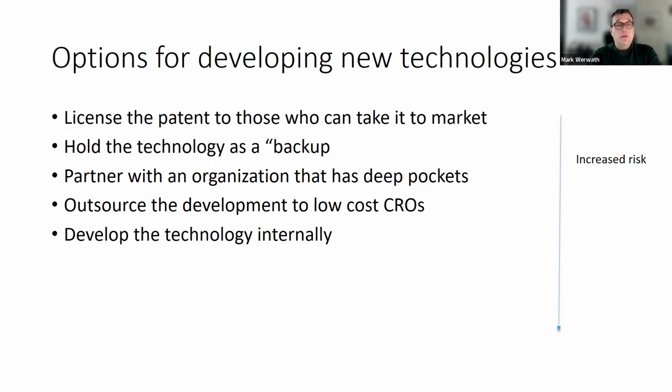You have the option of holding the technology as a backup, meaning you might have primary approaches to certain disease categories, and this technology might be seen as secondary to those primary approaches. So the backup means in the event that the first one fails, you have a second bite at the apple, so to speak. You can partner with an organization that has deep pockets, right? Those who might be able or willing to subsidize or fund or resource your project, right? So they've got the deep pockets where maybe as a startup you don't.